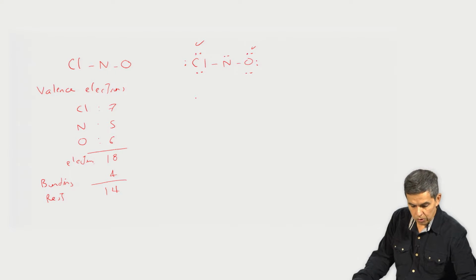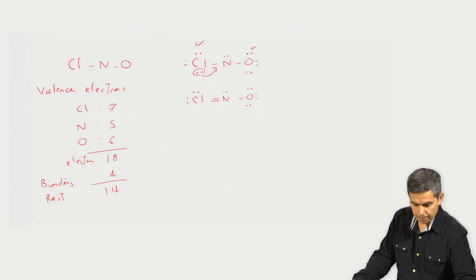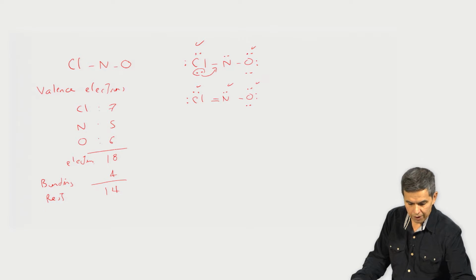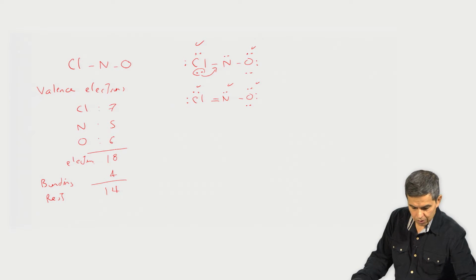So the first structure will consist of moving the pair of electrons from chlorine to form a double bond with nitrogen. We have 2 electrons for nitrogen, we have 4 electrons left on the chlorine atom, and we still have 6 electrons on the oxygen. Octet rule is met for chlorine. We have 2, 4, and 4 is 8. For nitrogen, we have 2, 4, 6, and 8. And for oxygen, we still have 8 electrons. So we call this structure 1.